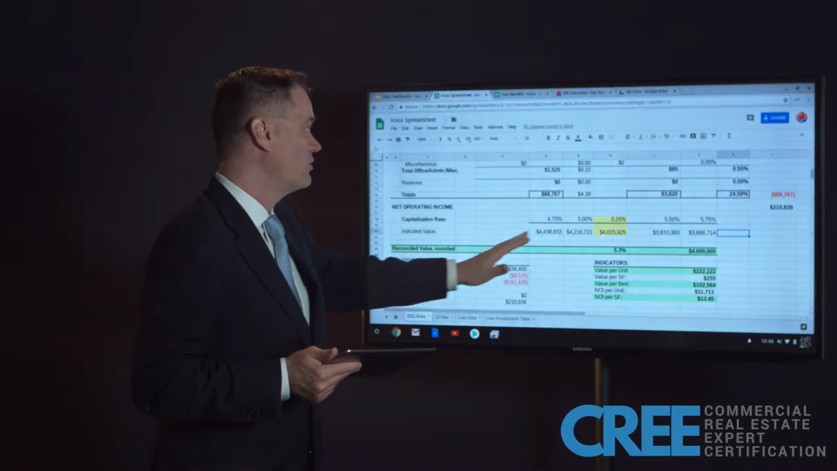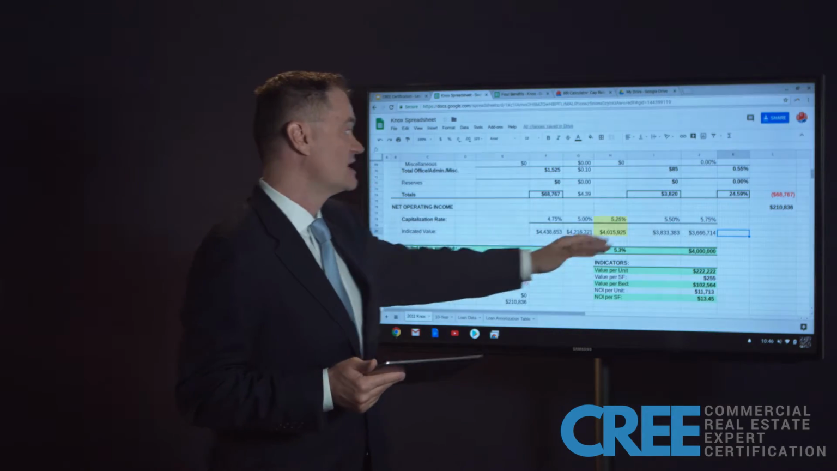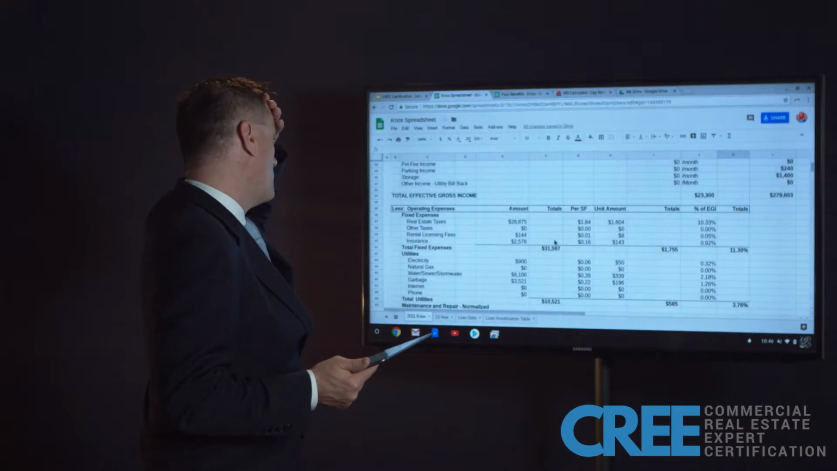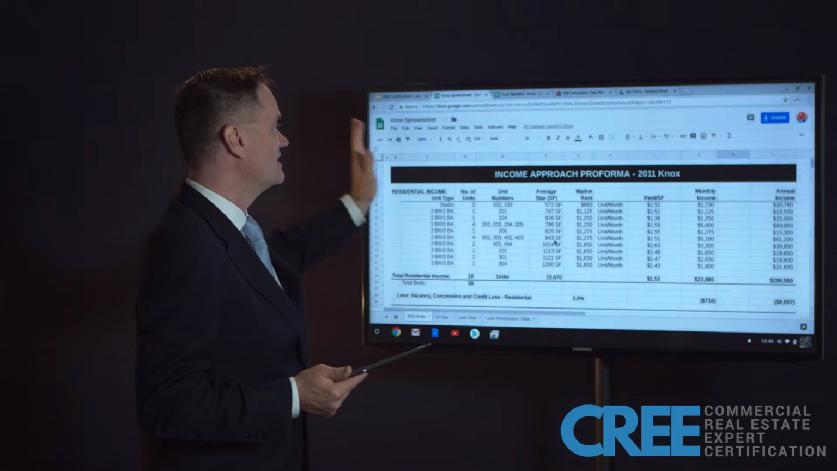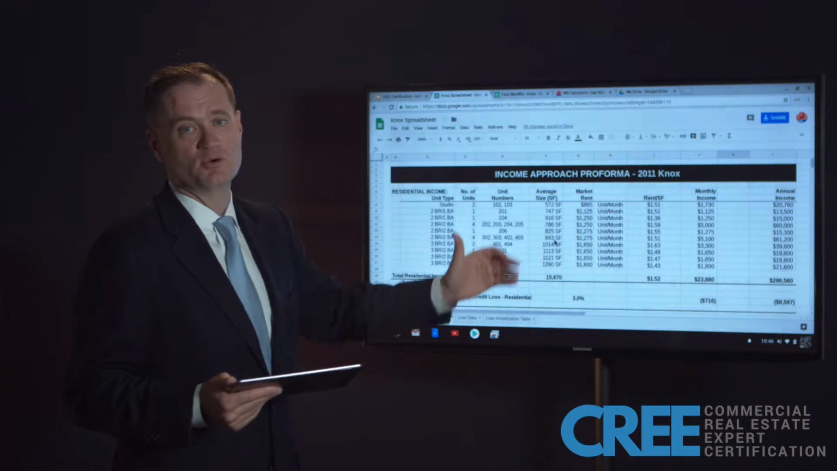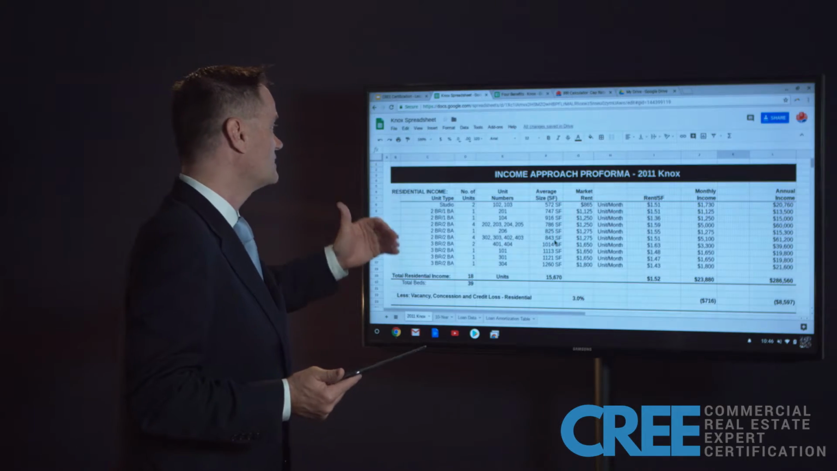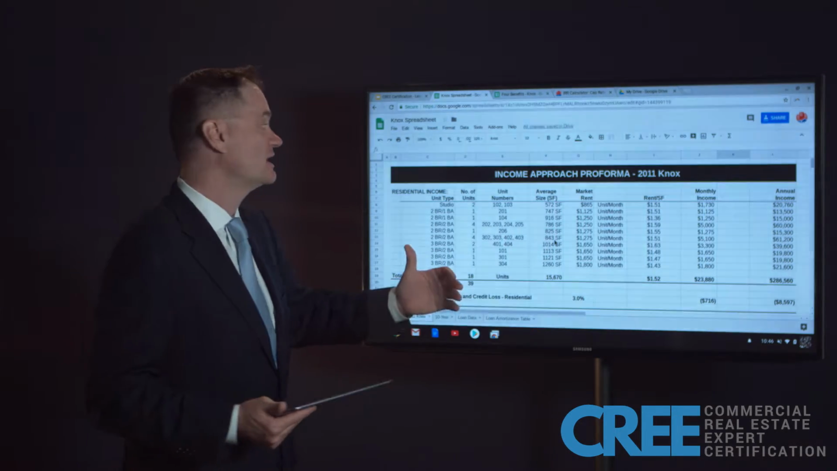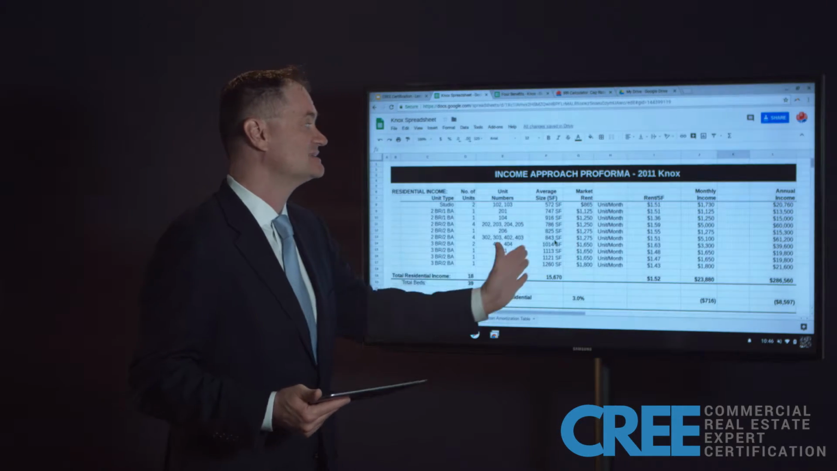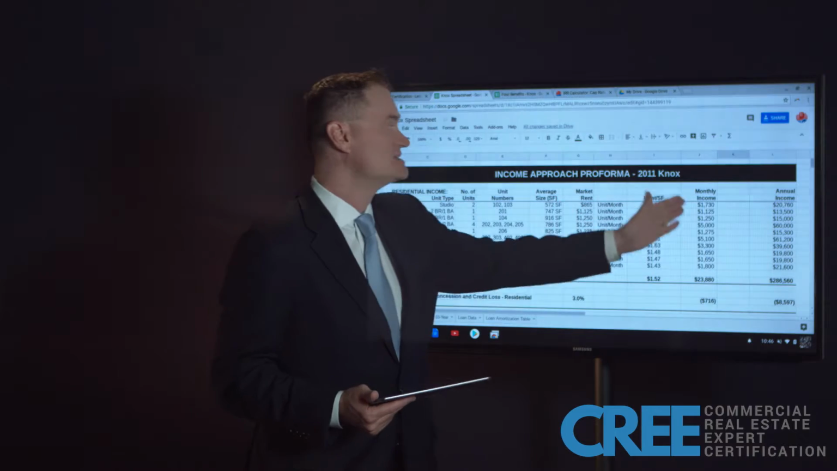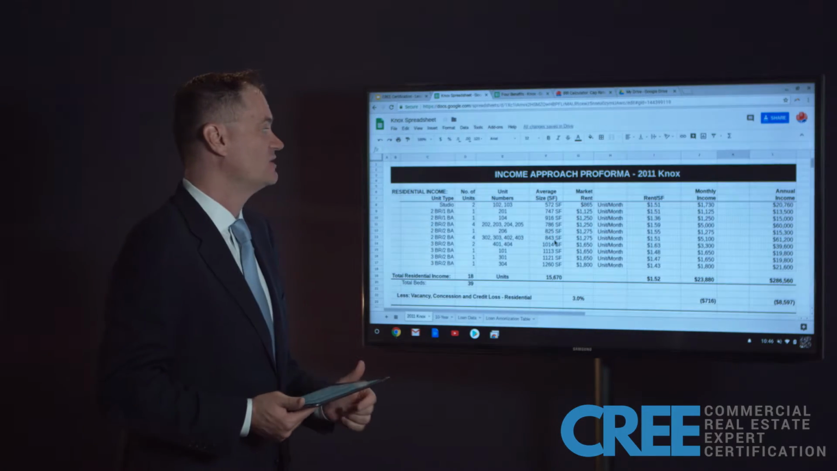As we were talking before on the cap rates and the income, let's scroll to the very top and just go back through the income here. So again, this is the income approach. This is our income pro forma, if you will, on the Knox Street apartment building. Every single unit is listed out here, each unit, how many there are. It's adding up the monthly income and the annual income.